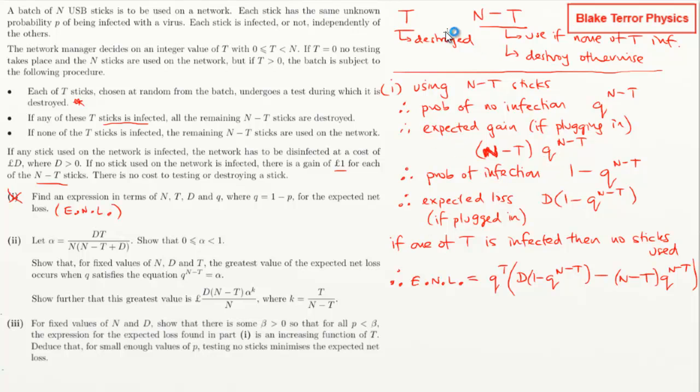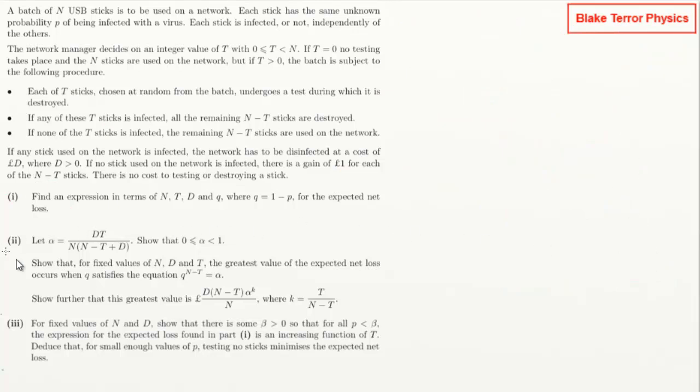You know, first of all, you have to actually check to see if we are using any sticks at all, and then work out expected gain and expected loss. But yeah, not too bad. That's come out okay. So let's get a new sheet up and go on to part 2. Right, so let alpha equal all of that. Show that alpha is between 0 and 1.